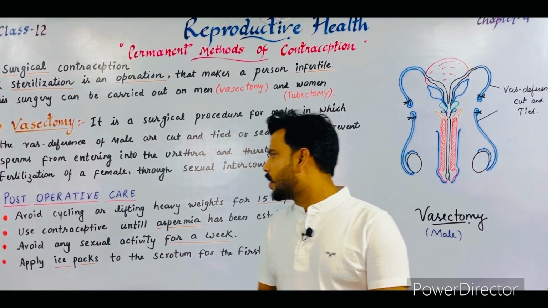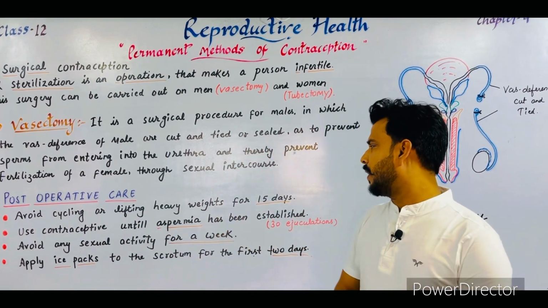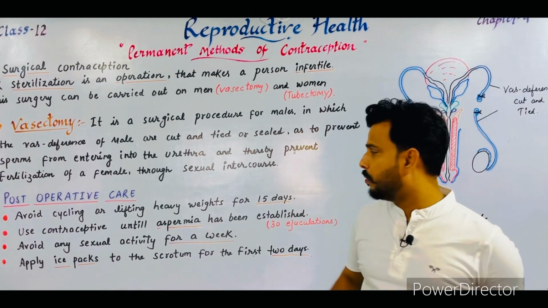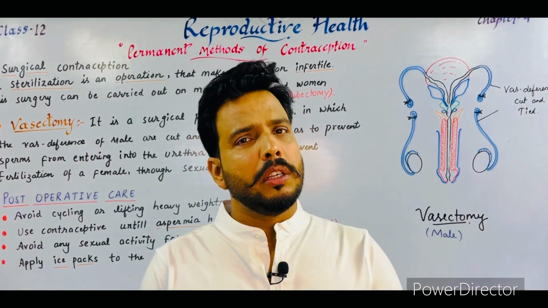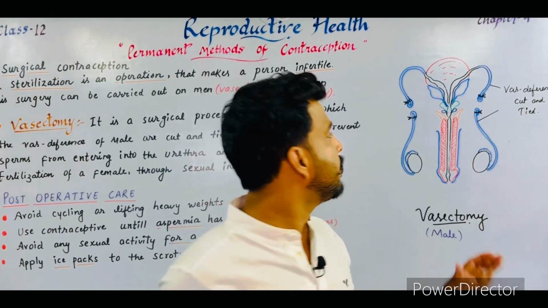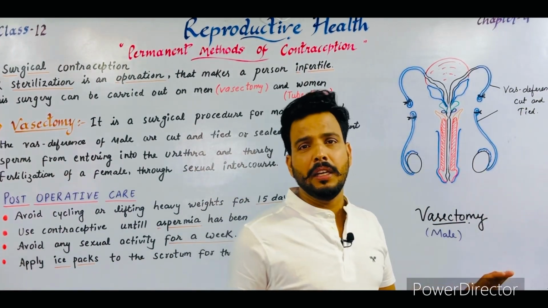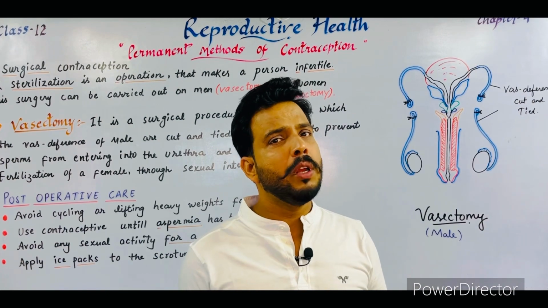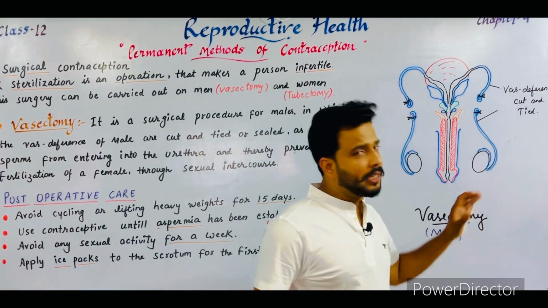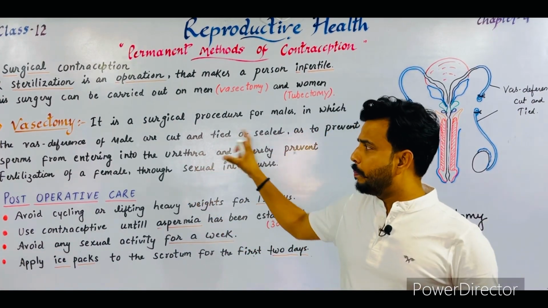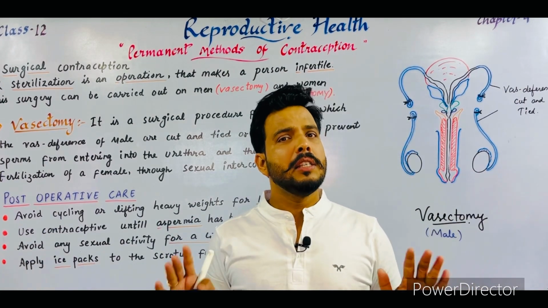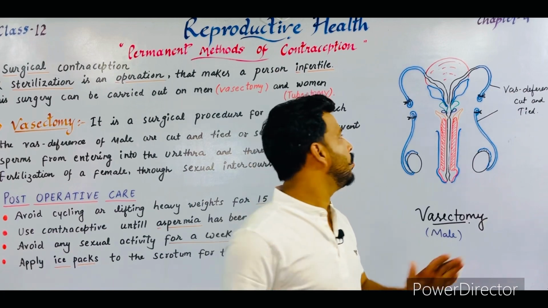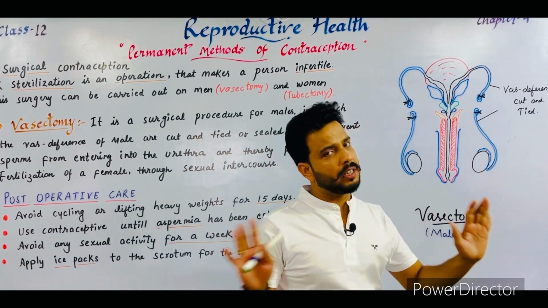Next is to use contraception until aspermia has been established. Now focus on the word aspermia. Aspermia is the condition in which sperm does not come out of the body at all. But suppose you have had a vasectomy and you think that now you are completely safe and able to have sexual intercourse without any contraception.